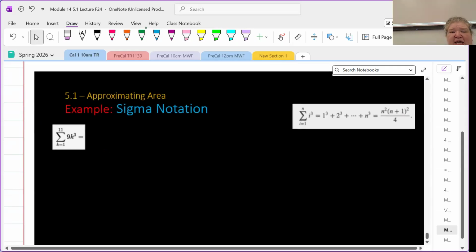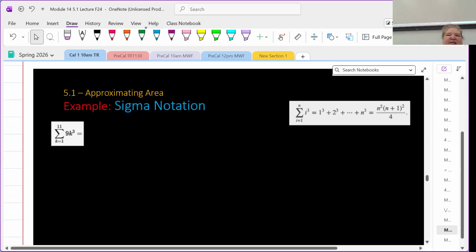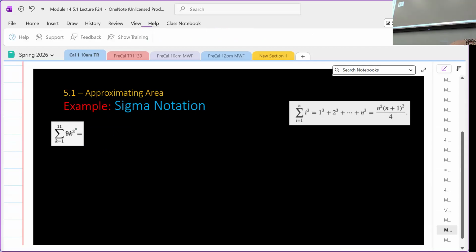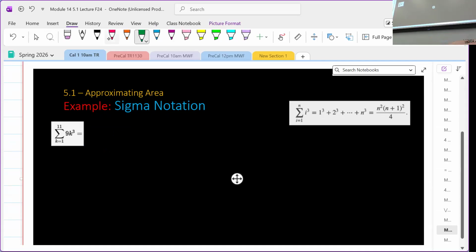So if I'm looking at this guy here, the sum from k equals 1 to 11 of 9k cubed. Well, that 9 is a constant. So I'm going to pull that out of my sigma. So now I have 9 times the summation from 1 to 11 of k cubed.